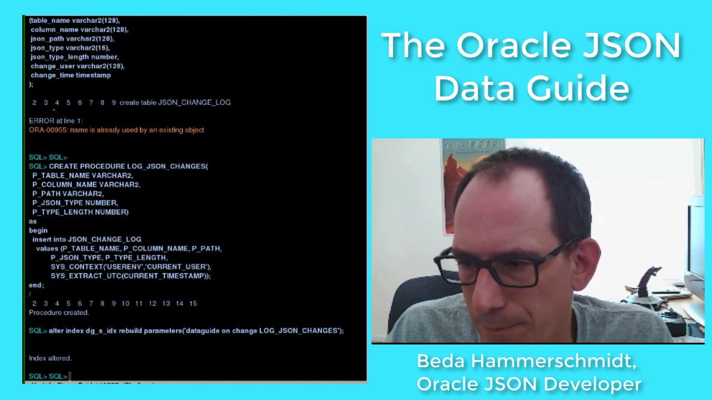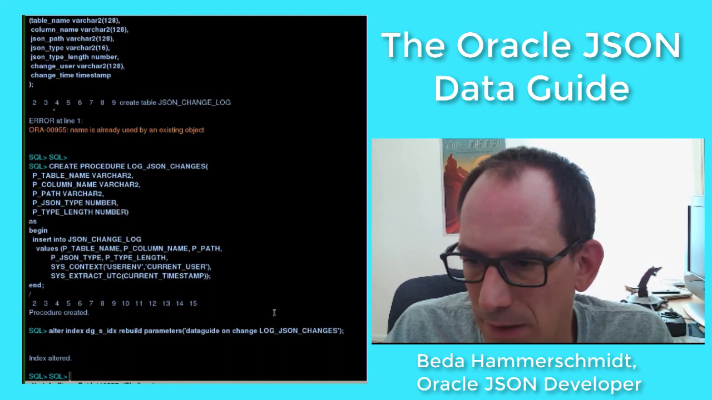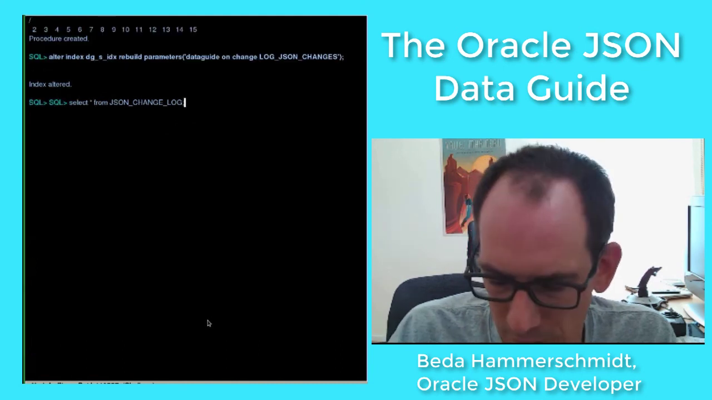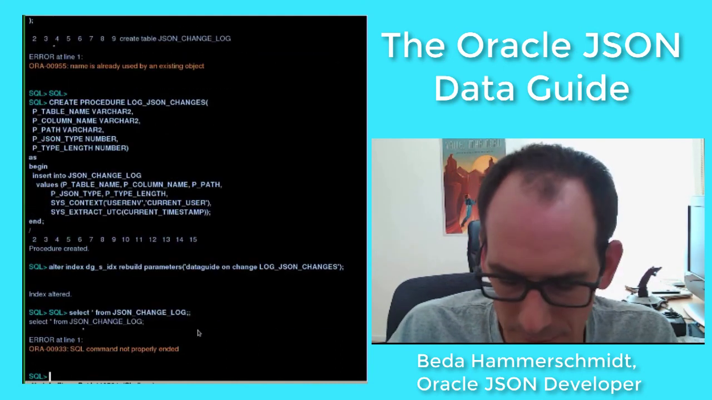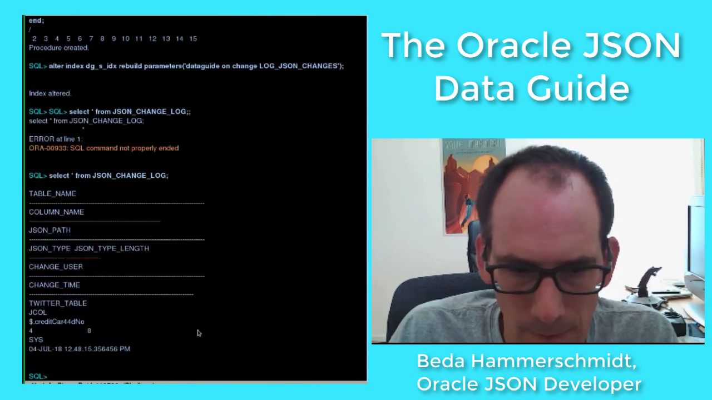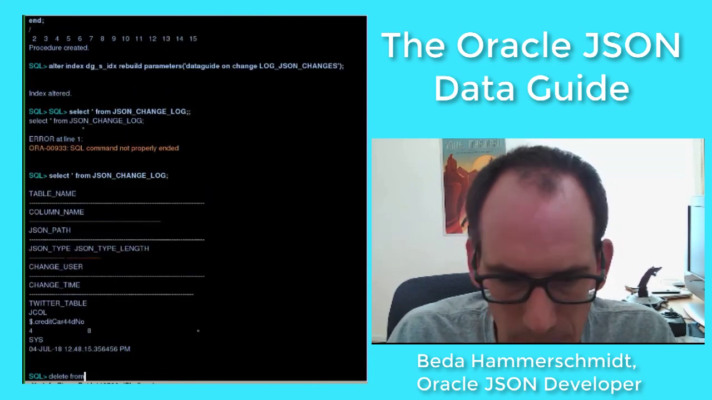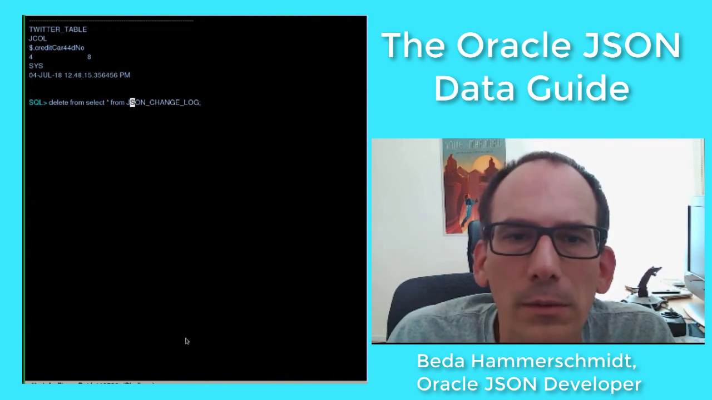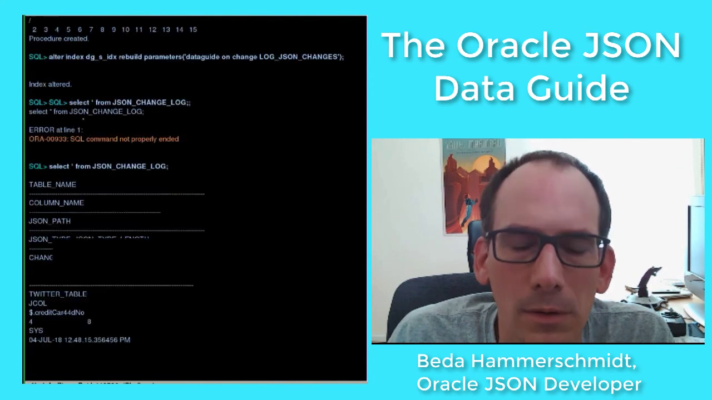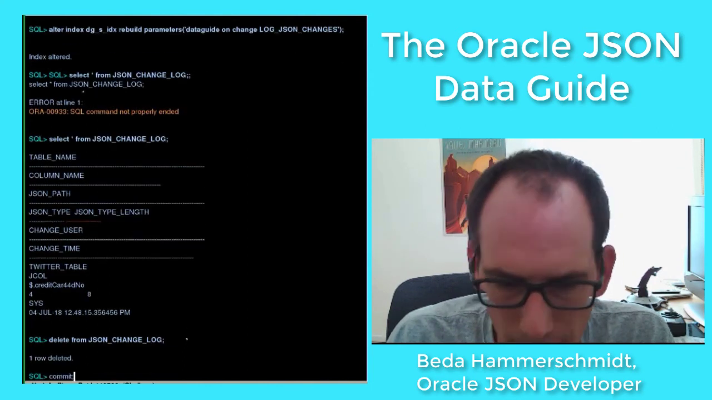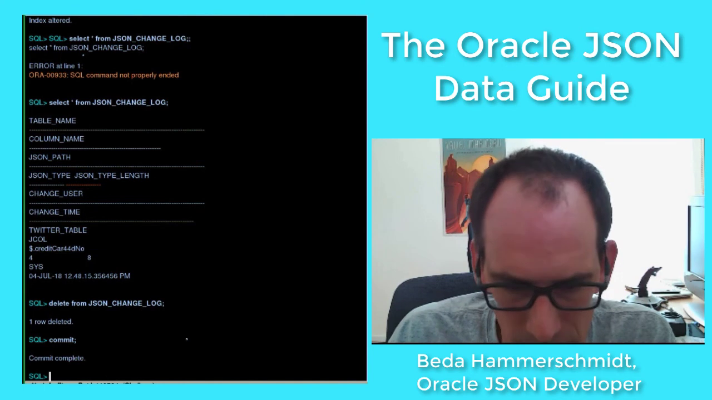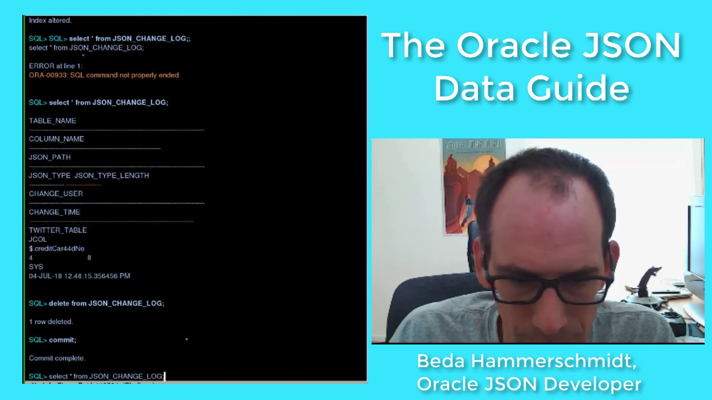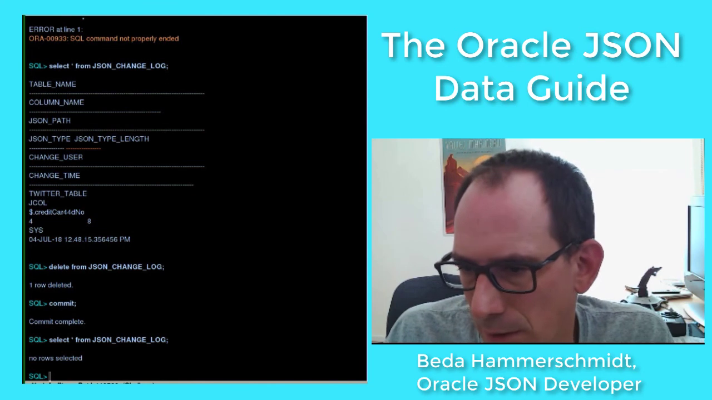So let's select from our JSON log table. Hopefully it's empty. No, it's not empty. That's a leftover from the dry run. So I'm just going to delete it. Okay, now if I select, it should be empty. There it is.